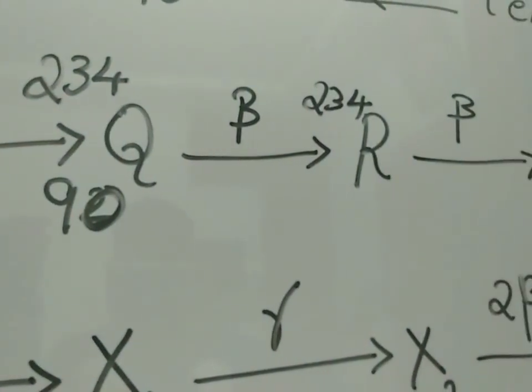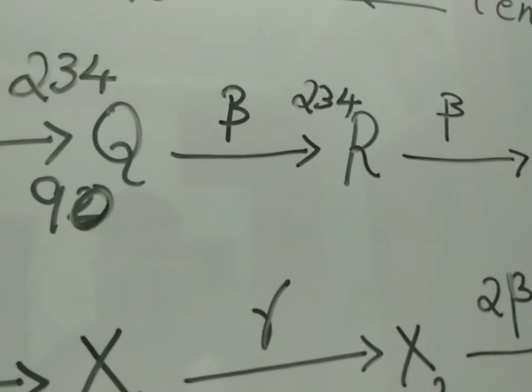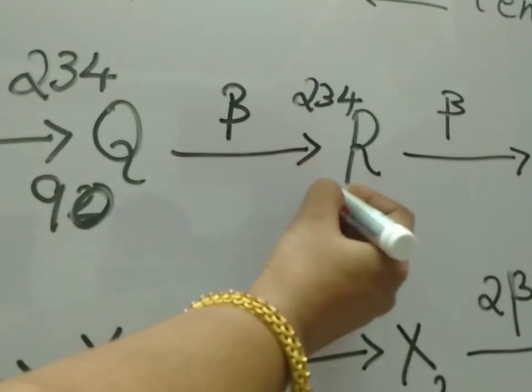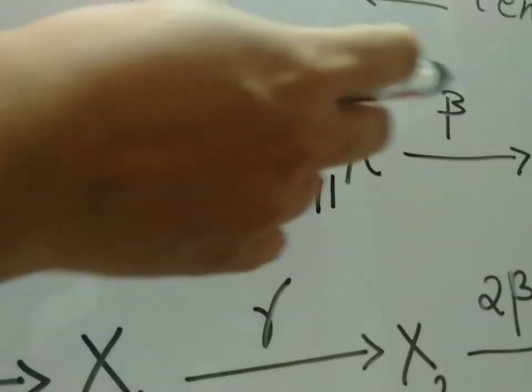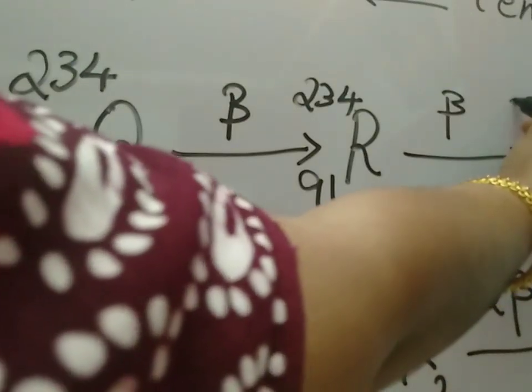But there will be a change in atomic number. Atomic number will be increased by 1. You know, for a beta emission, no change in mass number, atomic number increased by 1. So 90 will become 91. Now you can see again, P becomes Q, Q to R, R to S. Here again it is a beta emission. For a beta emission, again as I told, there is no change in the mass number. So it remains 234.